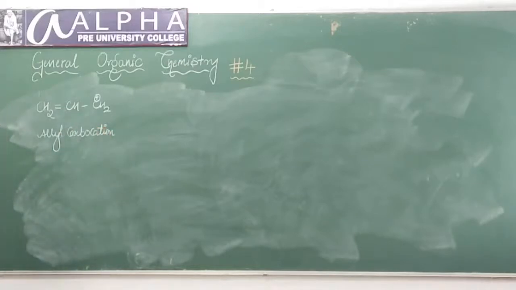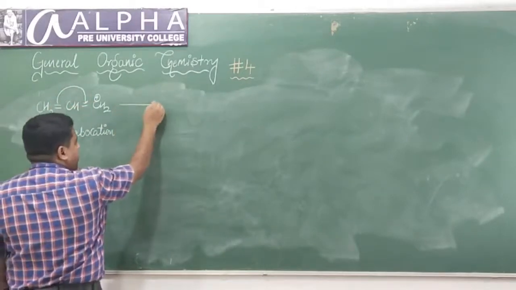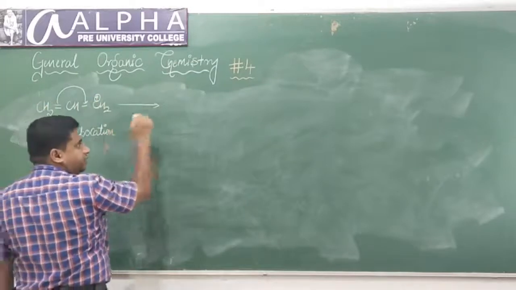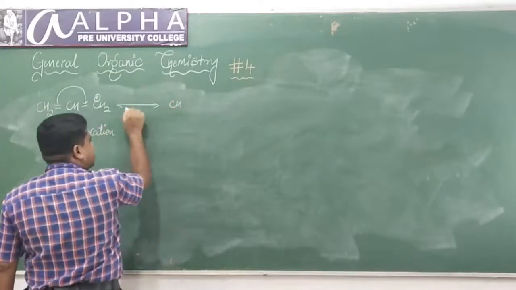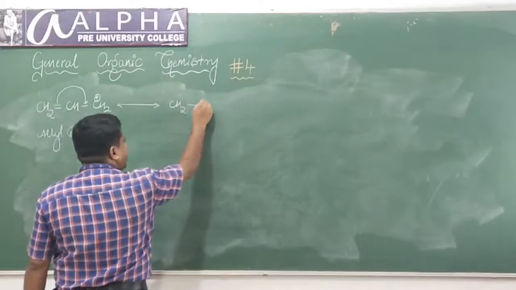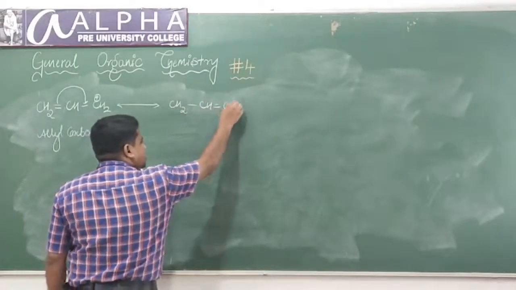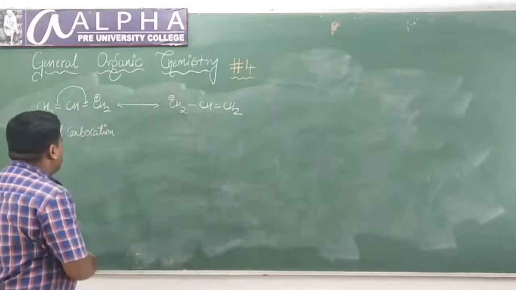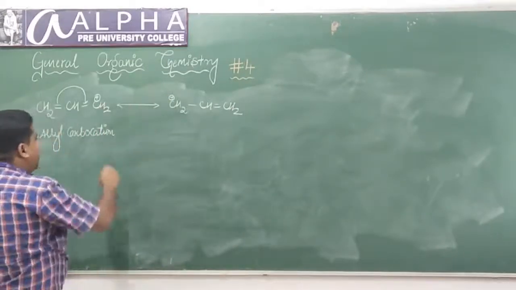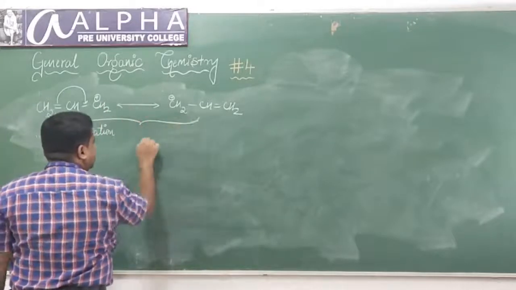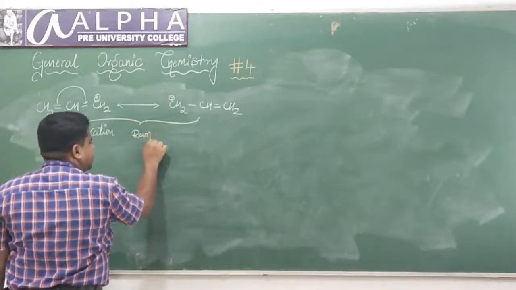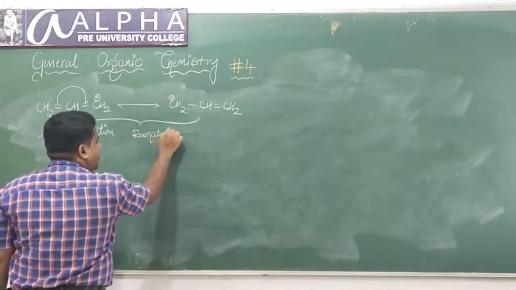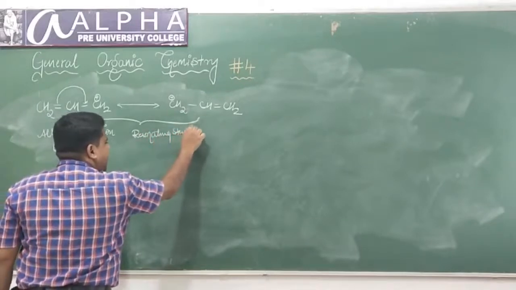Understood? Now, how did we write the resonance? The pi electrons will be shifted here, isn't it? And the positive charge will be shifted here, correct? So now I'm going to write CH2, single bond CH double bond CH2. Is that correct? Now this carbon is going to get positive charge. Now what are these two? These two are the resonating structures. If you can recall, resonating structures are imaginary.